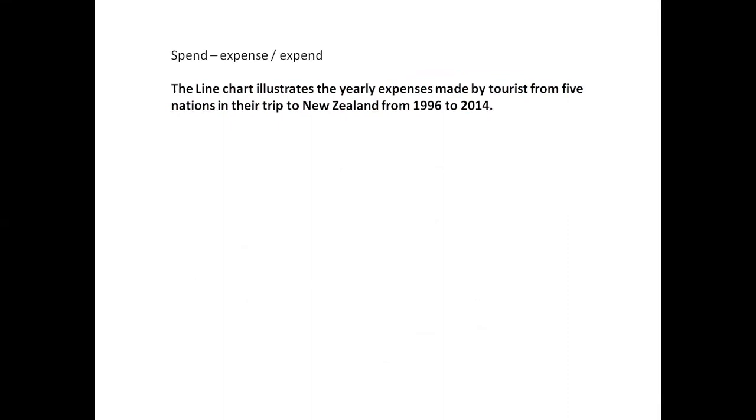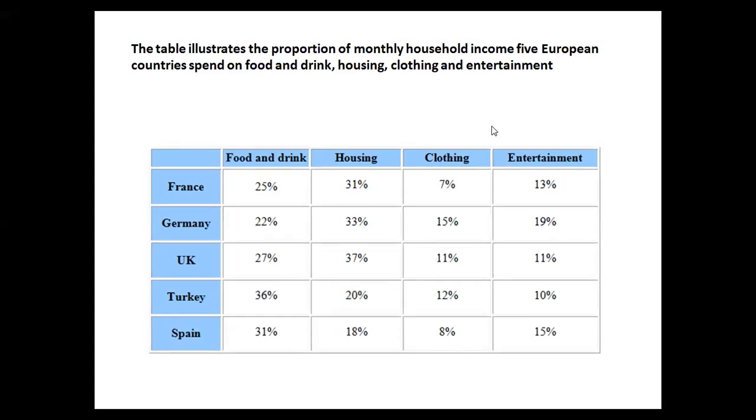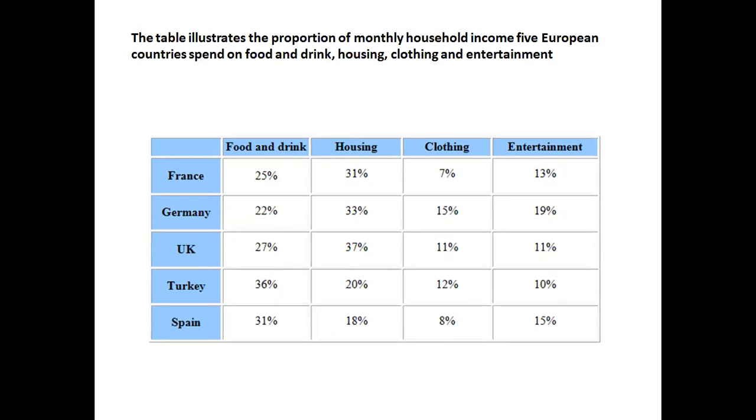You need to ask yourself, of course we are supposed to do the paraphrasing, at the same time ask a question to yourself: what does the graph represent? Have a look at this table as well. The information says the table illustrates the proportion of monthly household income of 5 European countries spent on food and drink, housing, clothing, and entertainment. Now, as you can see, the table represents proportion. And what kind of proportion? This proportion is a proportion of their total income, which is spent on different things.